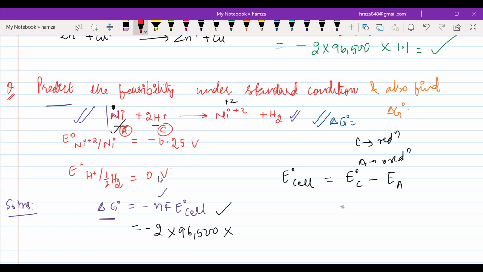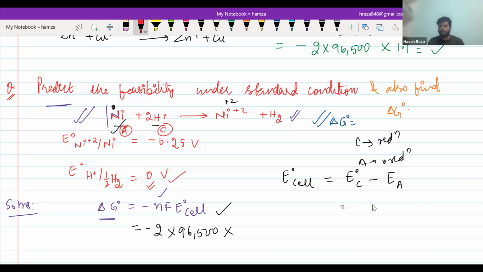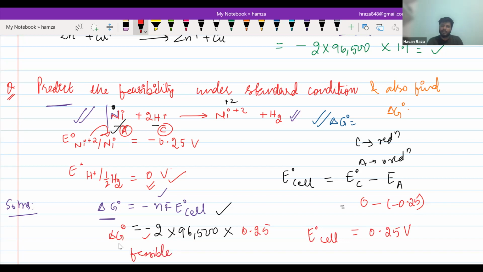Yes, sir. So cathode, that means this is 0, is the cathode value of this. 0 minus anode, you can see nickel, and this is a reduction potential. So I'm going to put the value minus 0.25, and you will get an answer 0.25 volt positive E naught cell. Yes or no? So you can see in the formula there is negative and all are positive. So negative into positive will be negative. So it is feasible. And after multiplying, you will get the value of delta G naught.